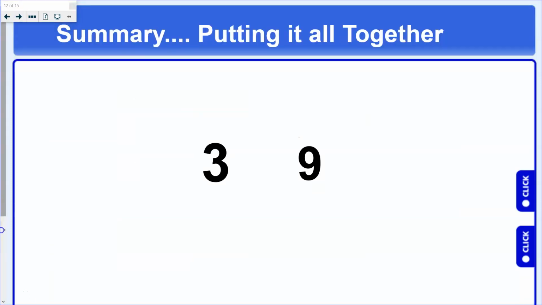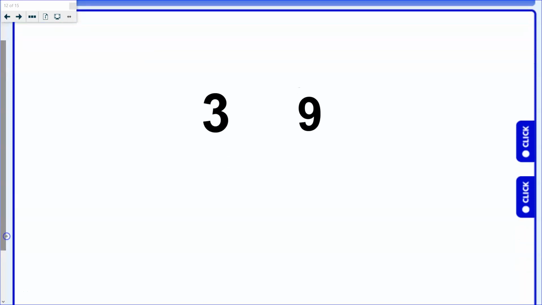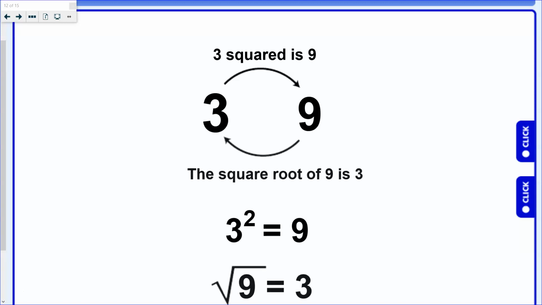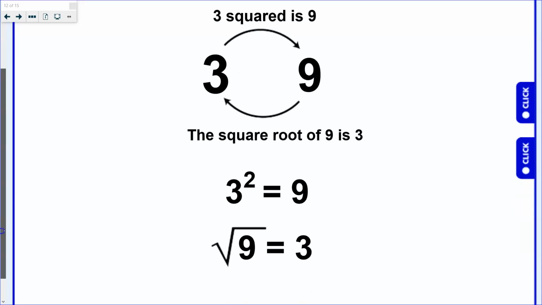And if we put it all together here, right, 3 squared, written like this, is 9, and the square root of 9 is 3. So this is exactly what we want it to look like, right? With this being kind of our end game if we're asked what the square of a number or the square root.